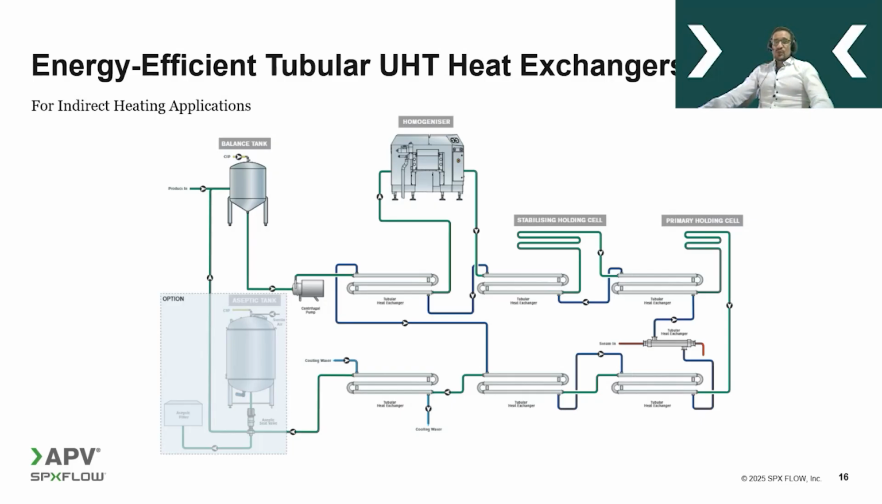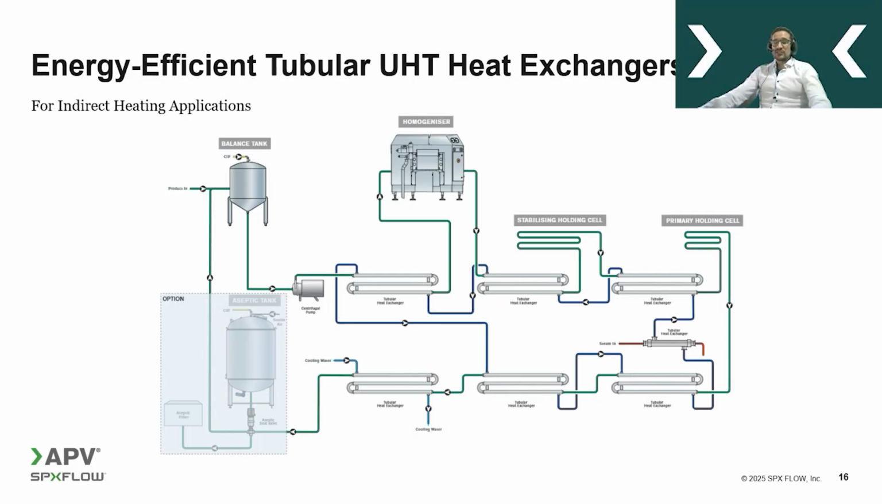Next, the product could pass through the non-aseptic homogenizer as we are working upstream. That would usually happen at around temperatures of 65 to 75 degrees. From here, the milk could continue its journey through another heating phase and could enter what we call the stabilization holding cell. And here is where the protein denaturation would be taking place.